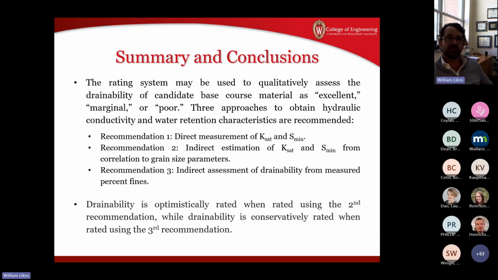And then finally, we developed a rating system for qualitative assessment of these materials using any of three approaches: direct measurement of the properties that we think matter, saturated conductivity and minimum saturation, indirect estimation of those from grain size, and then indirectly from percent fines. And then, as we noted on that last slide, drainability is perhaps optimistically rated when we use grain size and conservatively rated when we use percent fines.